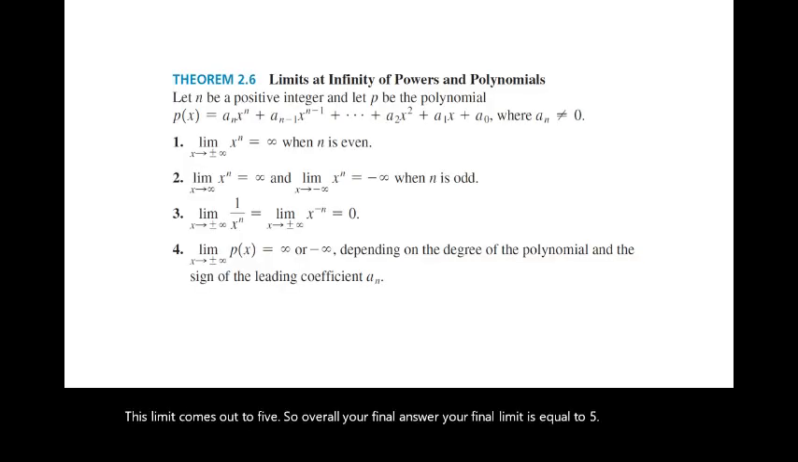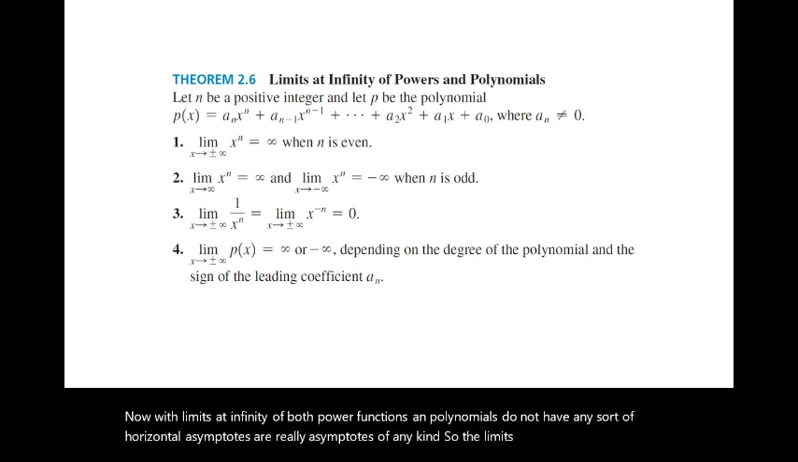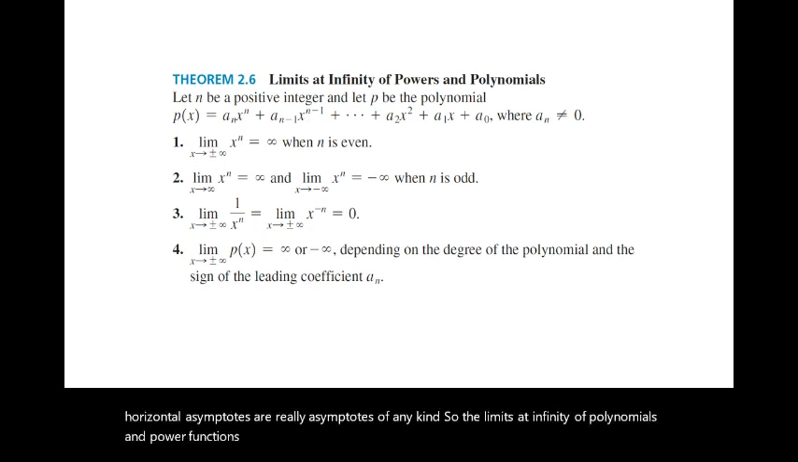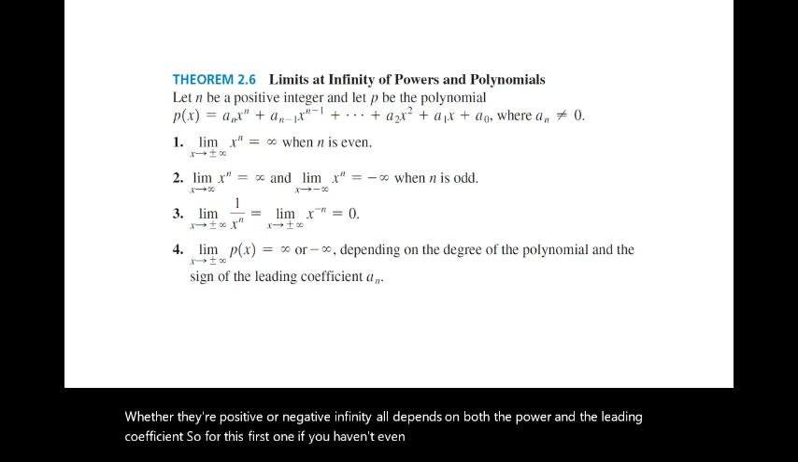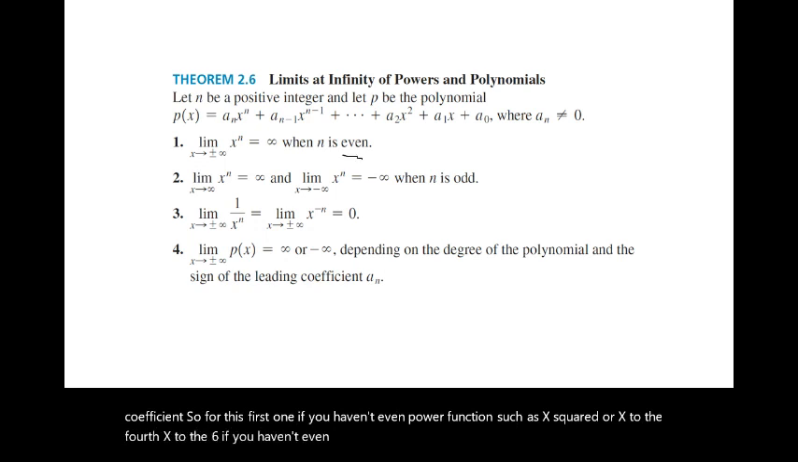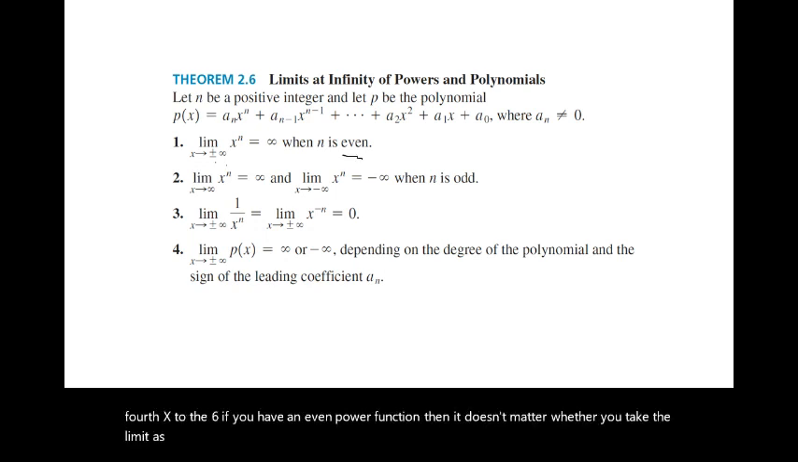Now, with limits at infinity of both power functions and polynomials, polynomials do not have any sort of horizontal asymptotes or really asymptotes of any kind. So the limits at infinity of polynomials and power functions are all going to be infinite. Whether they're positive infinity or negative infinity depends on both the power and the leading coefficient. For this first one, if you have an even power function, such as x squared, x to the 4th, x to the 6th, then it doesn't matter whether you take the limit as x approaches positive infinity or negative infinity. That limit is always going to come out to positive infinity for an even power function.